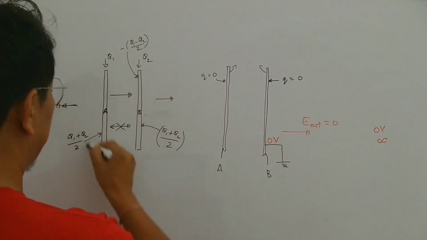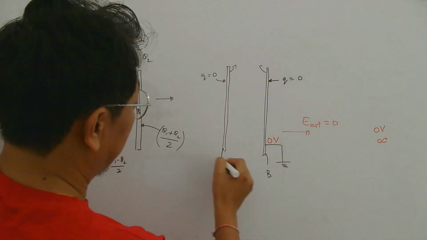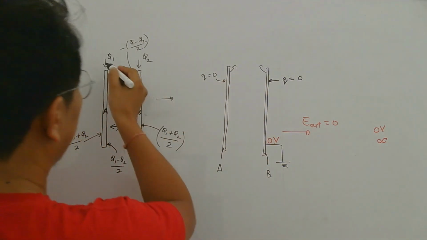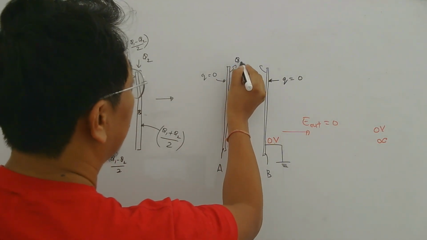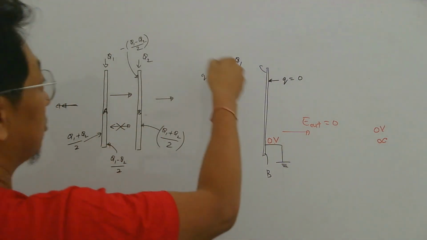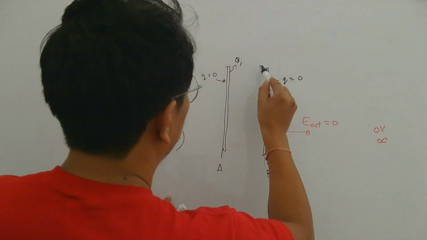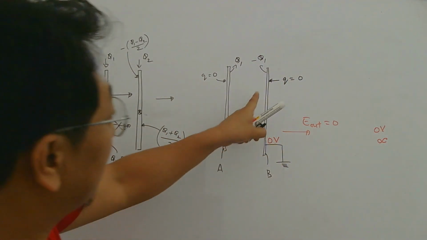Now remember, this is isolated. So charge Q1 was given. So the total charge on this should remain Q1 because this is isolated. So this must become Q1 here because on this side there is no charge. So whatever charge was given should come here. That means this should become minus Q1. Isn't it? This inner one.